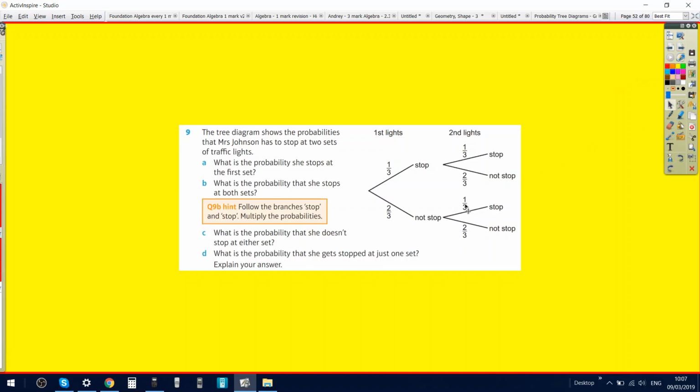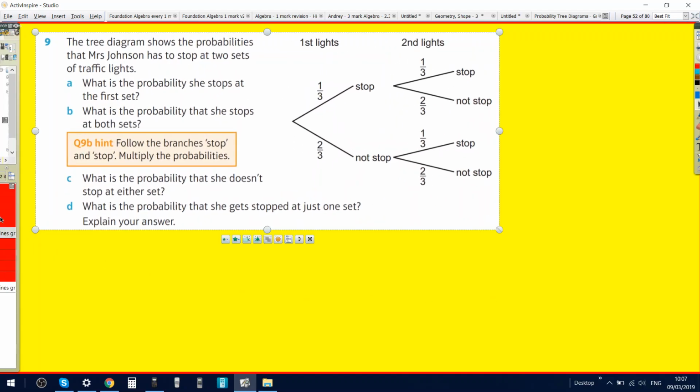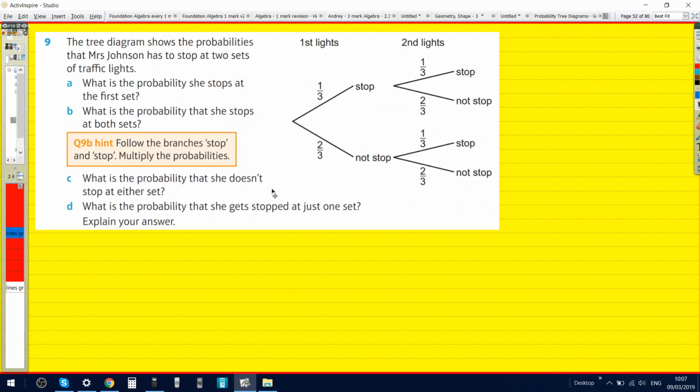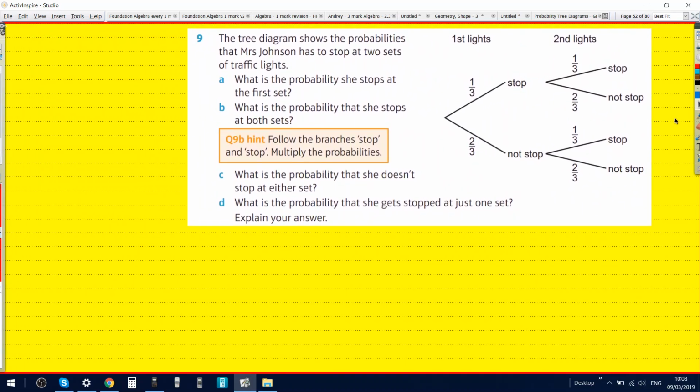Okay, this one. Okay, how do we do this? So are we doing 9A? Yeah. Okay. What's the probability she stops at the first set? When it says the first set, do you mean the first set of lights? Okay, so would it be 1/3? Yeah.